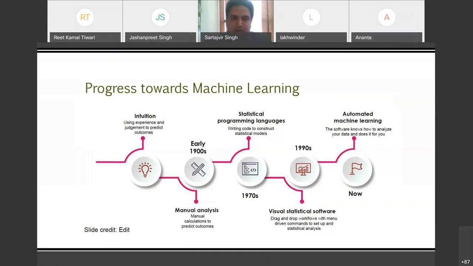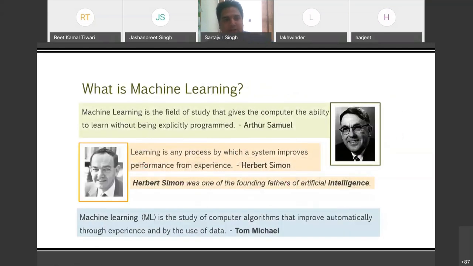Before coming to machine learning, we have to go through the previous methods. Previously, we used our own experiences and judgment to predict the outcomes. Then in the early 1900s, we switched to manual calculations to predict the outcomes. Then we switched to statistical programming languages. In the late 1990s, calculations were based on visual statistical software, which involves drag and drop. And now there is automated machine learning, in which the software already knows how to process the data and what kind of expectations to have in the output.